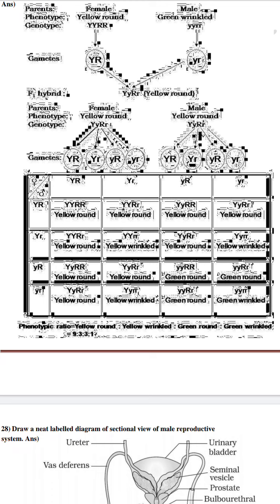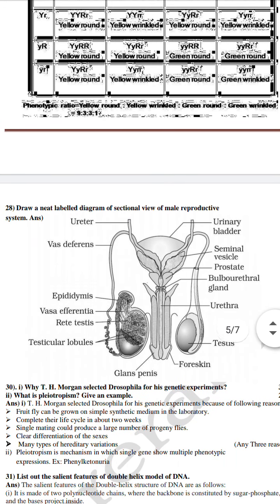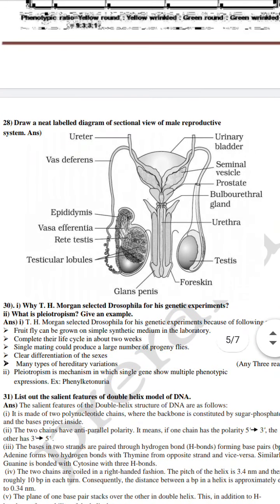Then letters can be written with the pen only. Only pencil can be used for the circles and table, so that it looks good. You will be impressed for allotting 5 out of 5 marks. Hope you understood this one. Next, students, I am going to 28th question.